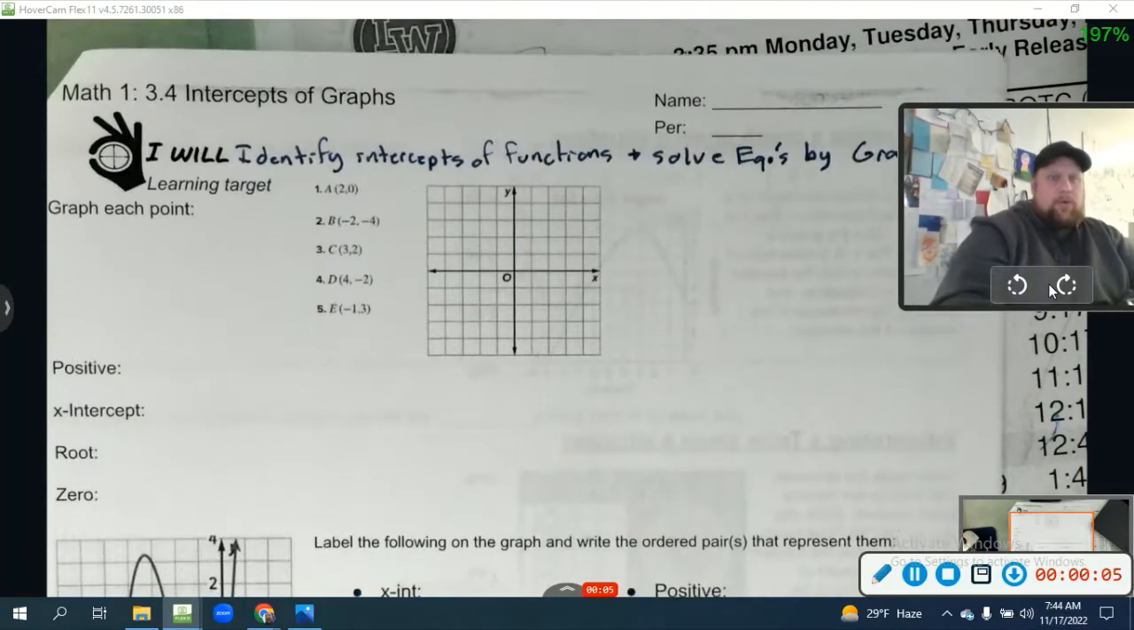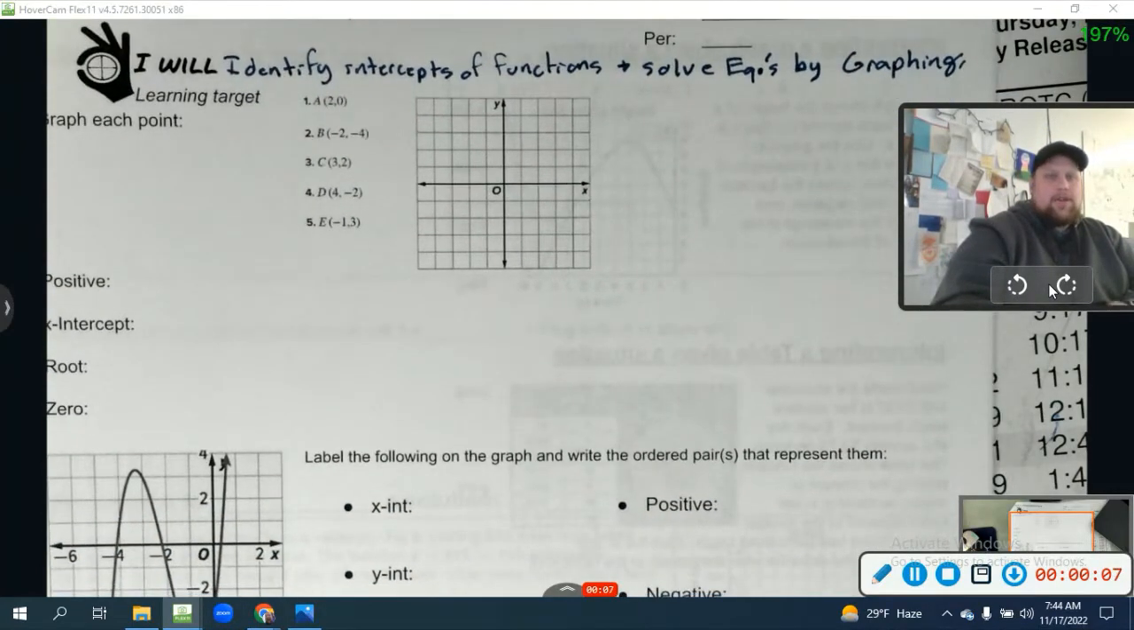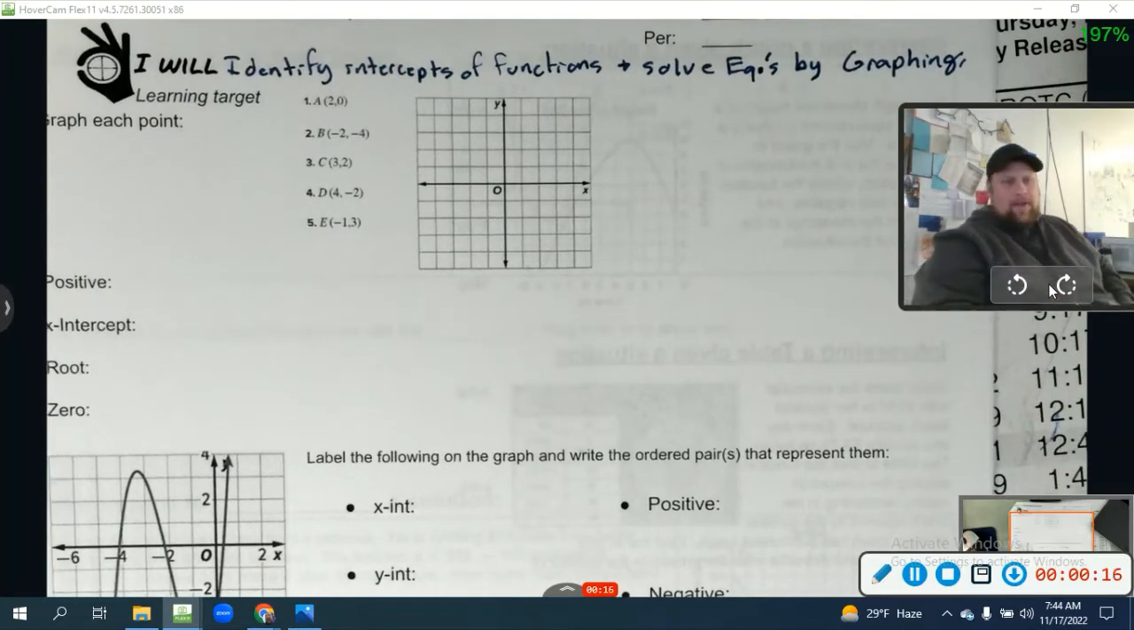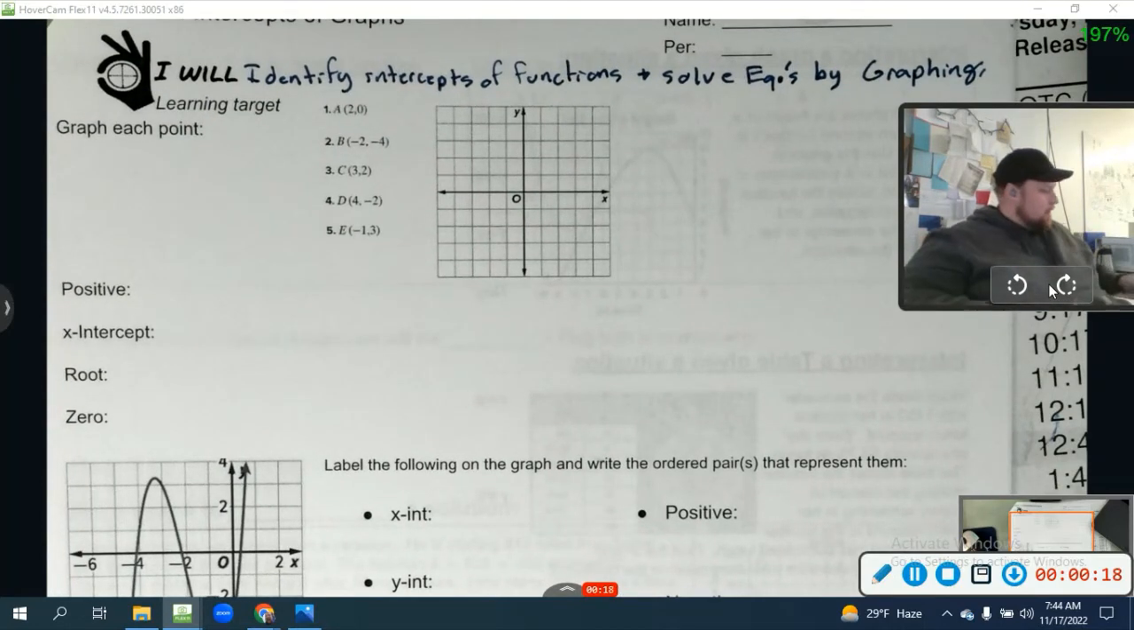This is 3.4, intercepts of graphs, and your learning target is: I will identify intercepts of functions and solve equations by graphing. Write that down. Take a minute. Go ahead, graph each point right there on the given XY axis, and we're going to get rolling. I'm going to take a drink, assuming you're pausing it.